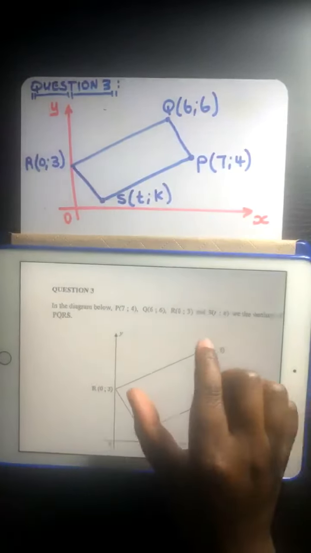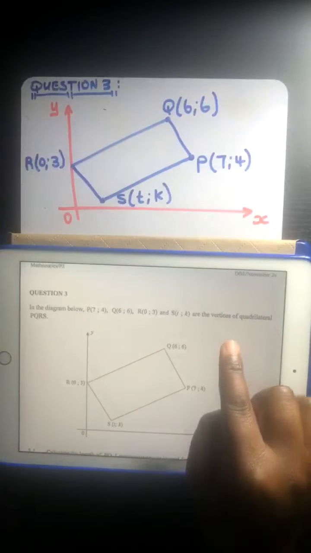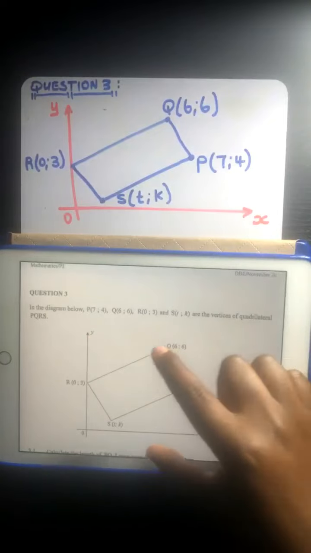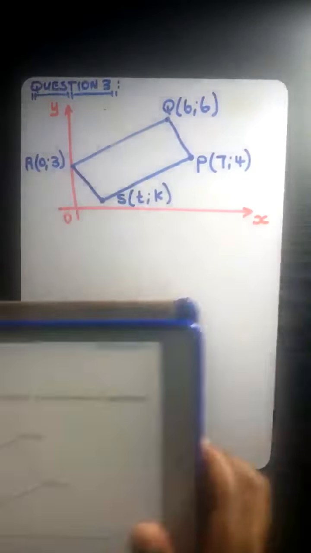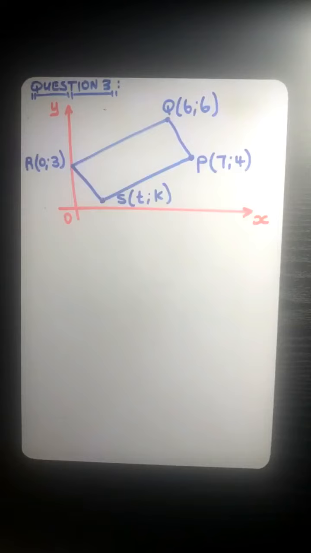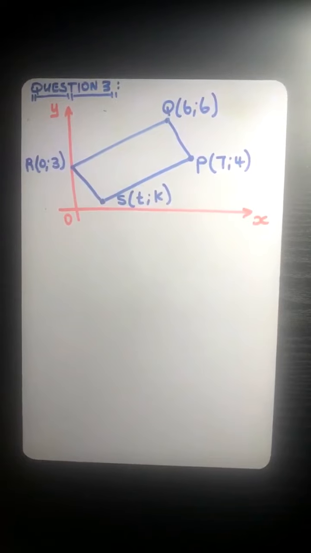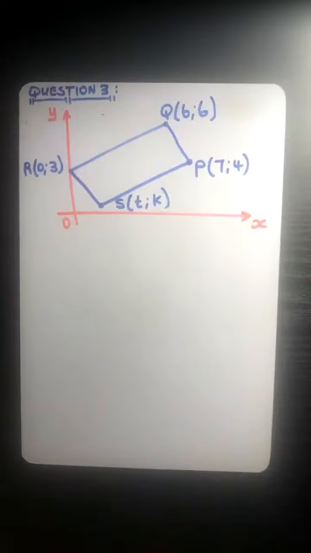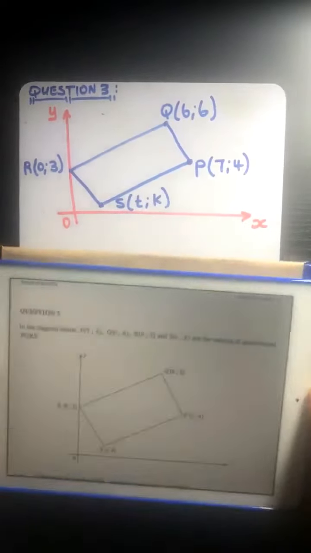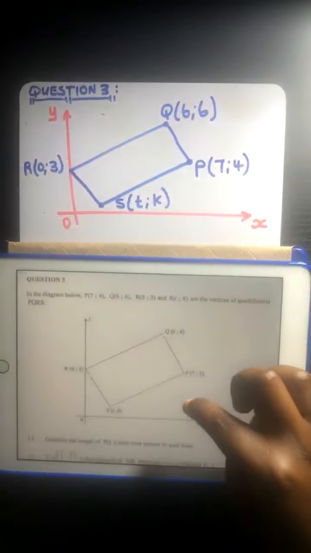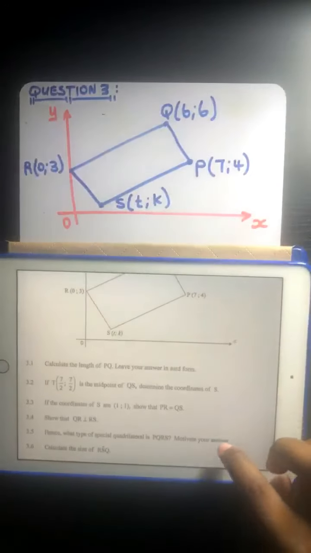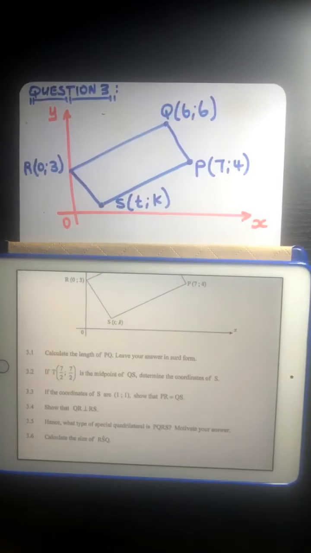So now this is all the information that is given, and all of it is represented on this diagram, which means we can refer to that diagram because all the given information is represented fully on it. Now let's have a look at our very first question, which is 3.1.